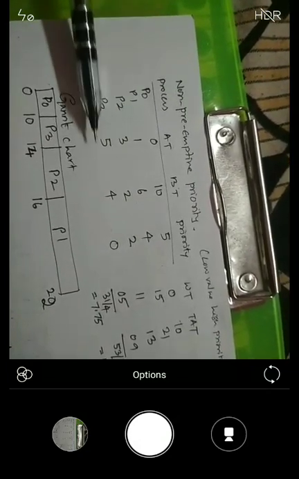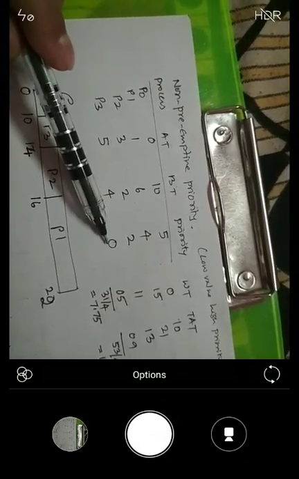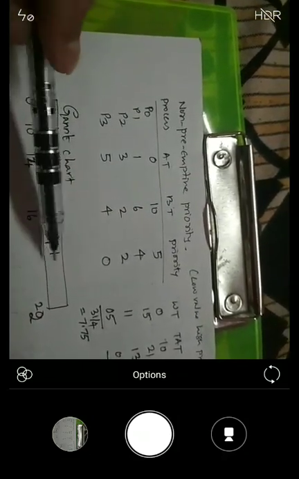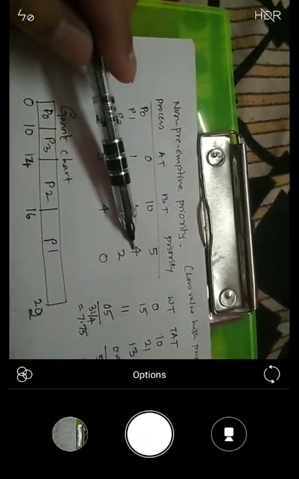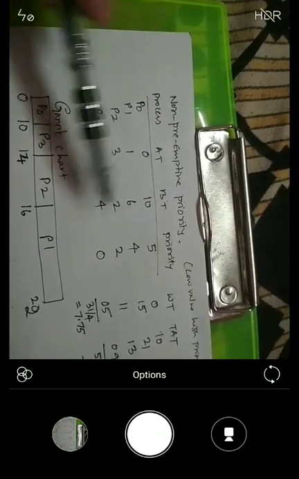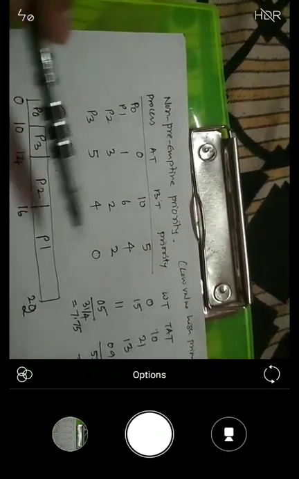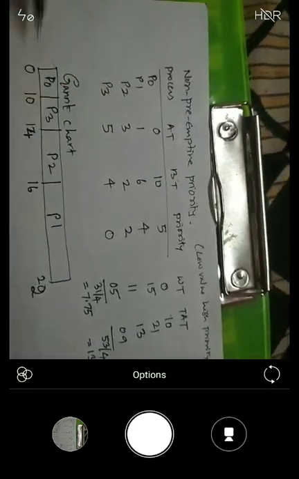Among these, now look at the priorities. As I said, 0 priority means the highest priority, so P3 will be executed first. Its burst time is 4 seconds, so 10 plus 4 is 14 seconds. Now the next priority is 2, whose corresponding process is P2, so P2 is executed; its burst time is 2 seconds, so 14 plus 2 is 16. Then next is P1, which has priority number 4, and its burst time is 6, so 16 plus 6 is 22. So we have 22 as the last execution slot.